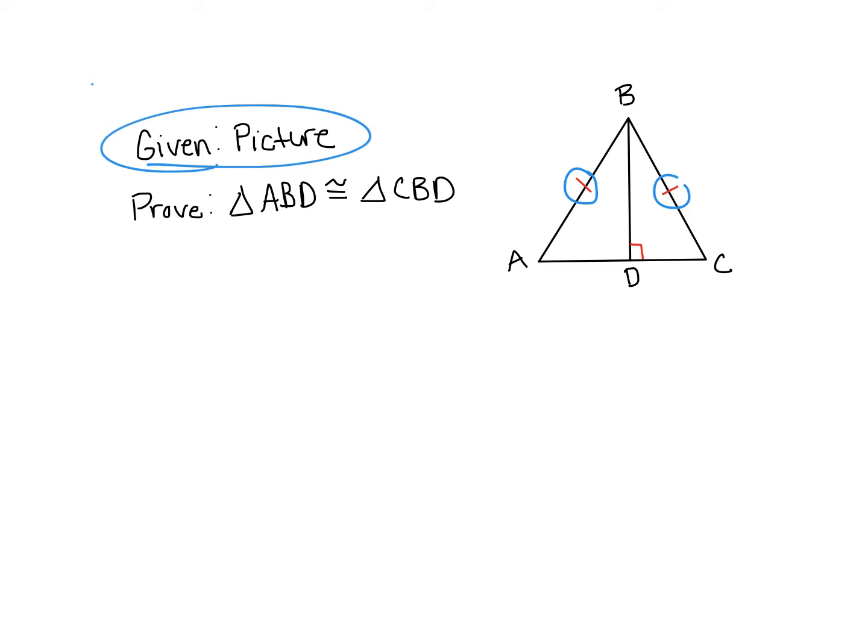So I'm going to start at the bottom and go to the top. So I would start with AB, and it's a side. That's going to be congruent to CB. Okay. Why did I write that down? Because it was given. Okay.